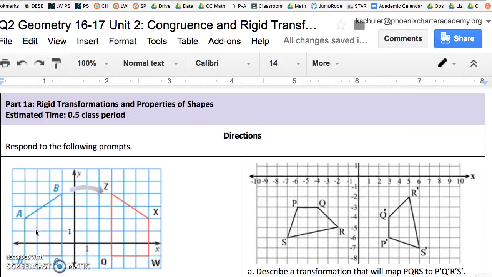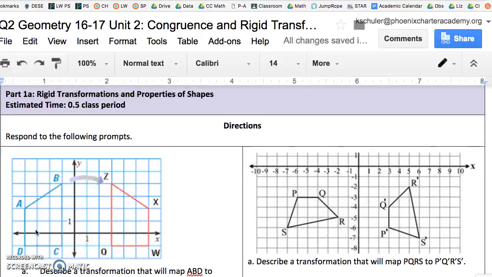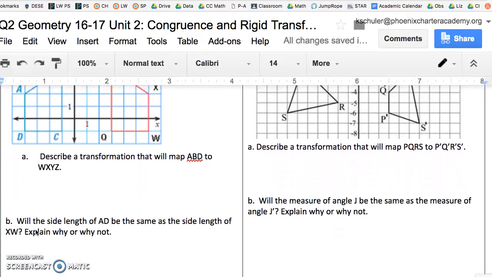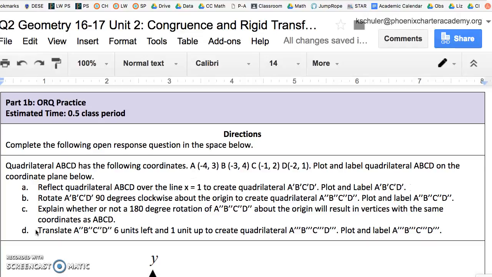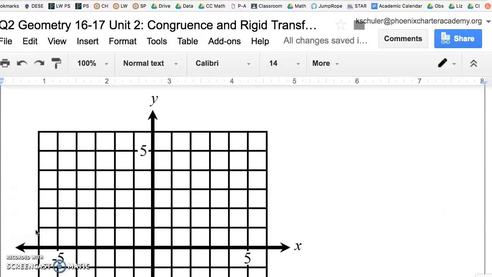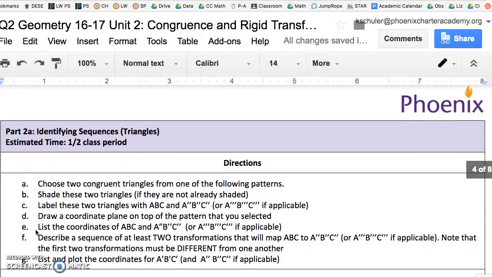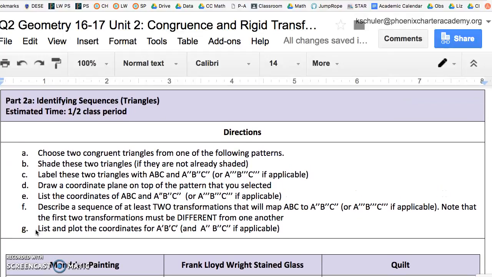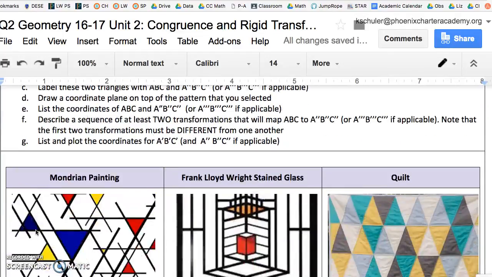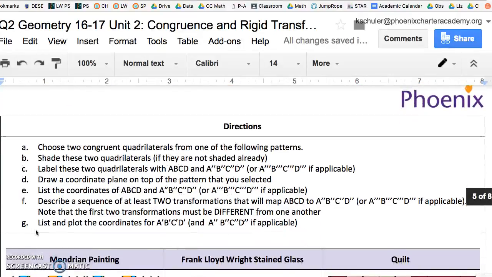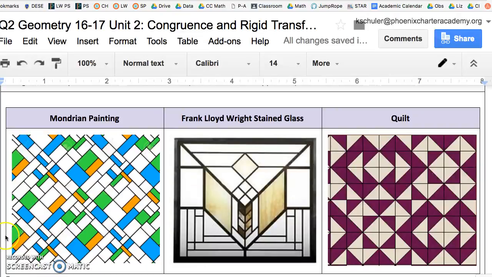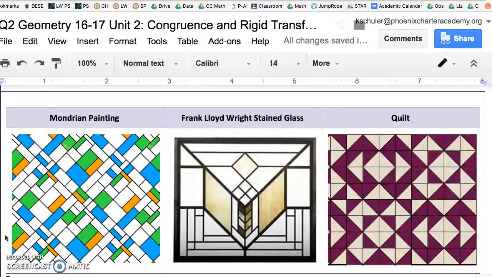By now, you should have completed part 1 about rigid transformations and properties of shapes, as well as part 1B, which is ORQ practice, both of which will help set you up for success on your IA or your Unit 2 test. Yesterday, you should have done your identifying sequences for triangles in your different patterns, as well as identifying sequences of transformations of quadrilaterals.